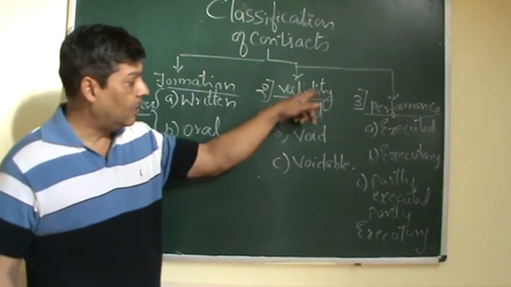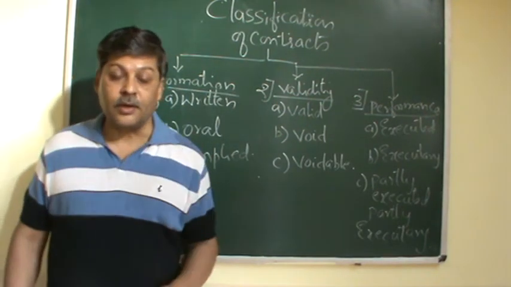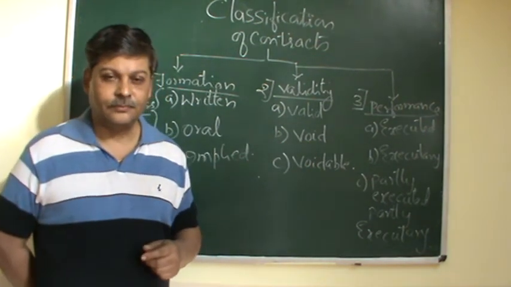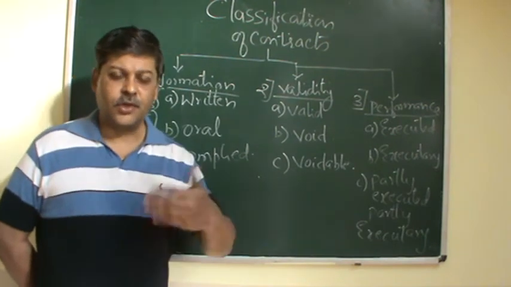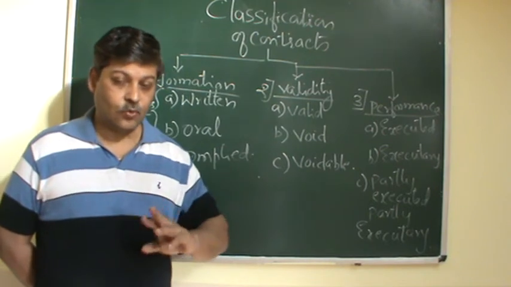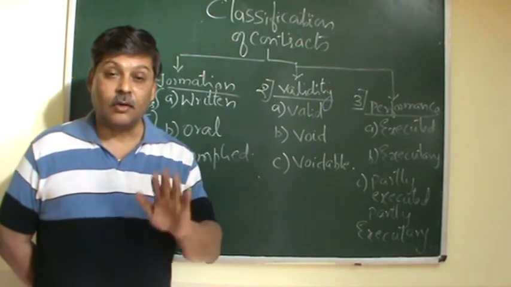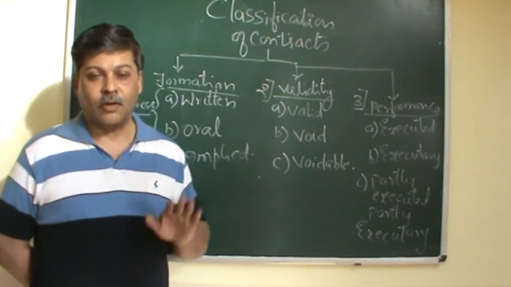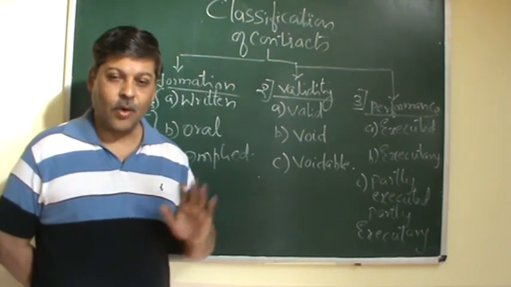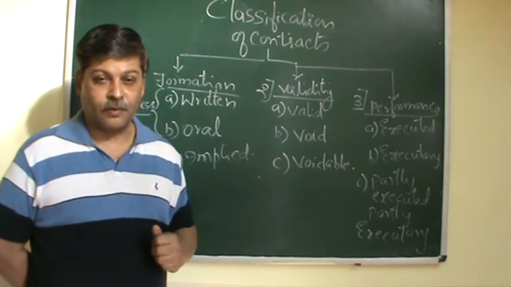So we are speaking on the validity of the contract. Sometimes the contract is said to be a void contract. A void contract is unenforceable in the court of law. See the difference: a void agreement is different. A void agreement cannot lead to a contract. Here the contract is already formed, and later it becomes void. Void means not enforceable in the court of law.